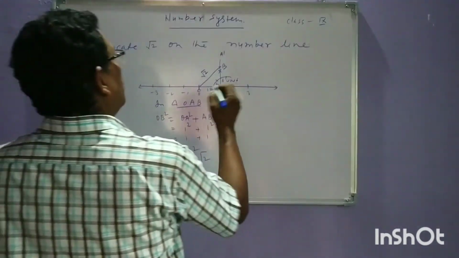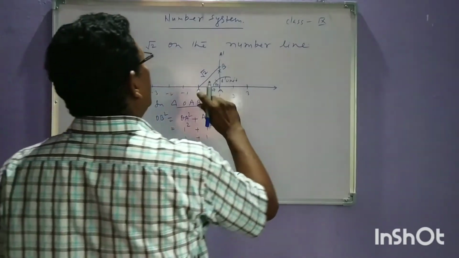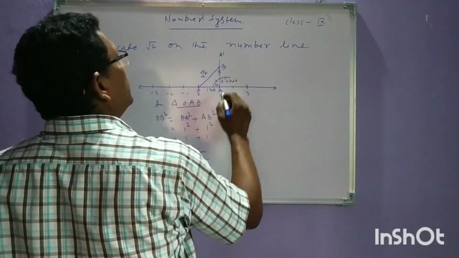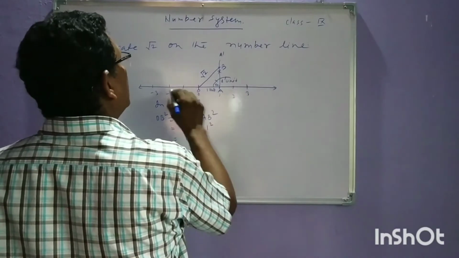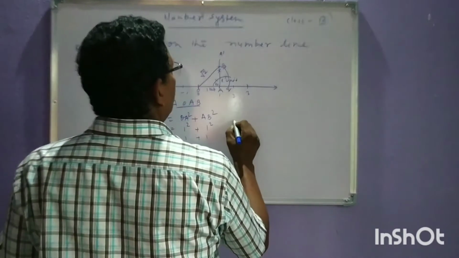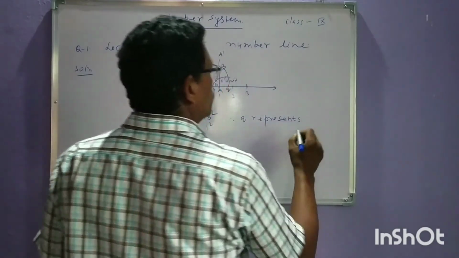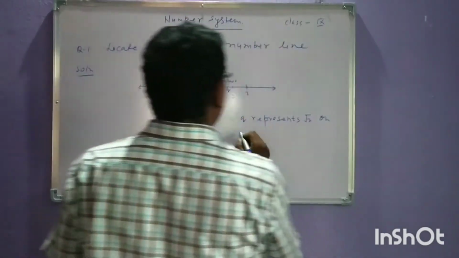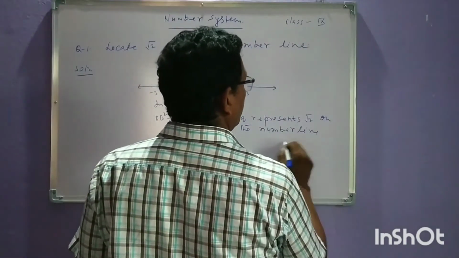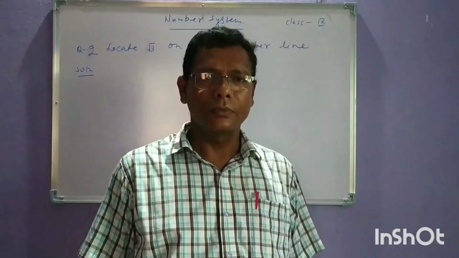Now with the help of a compass we measure the length OB and draw an arc of radius OB which cuts the number line at point, suppose, Q. Therefore, Q represents root 2 on the number line. In this way, we represent root 2 on the number line.